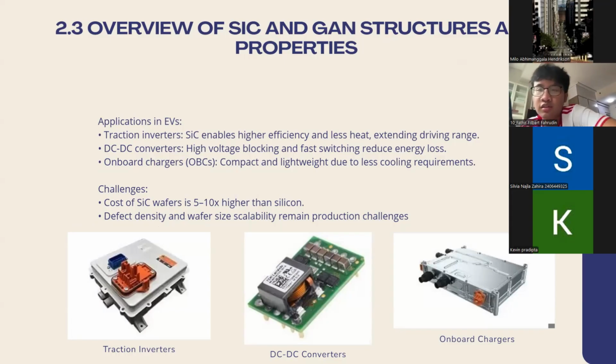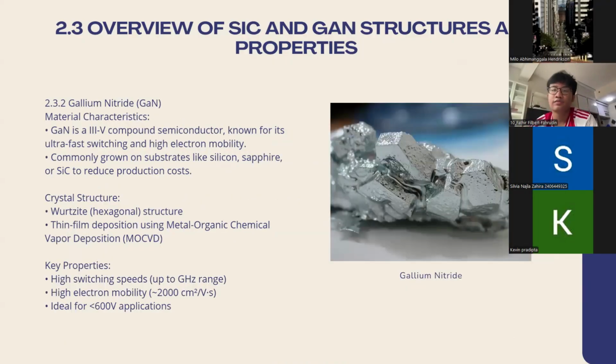But there are some challenges in using SiC, because SiC is actually 5 to 10 times more expensive than silicon, and defect density and wafer scalability remain production challenges. Next, this is for gallium nitride.